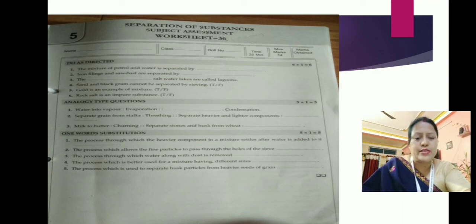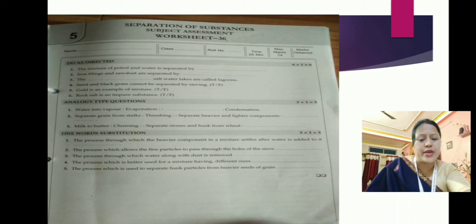Okay. So one word substitution. Question number 1. The process through which the heavier component in a mixture settles after water is added to it, that is sedimentation. Number 2. The process which allows the fine particles to pass through the holes of the sieve is sieving. Number 3. The process through which water along with dust is removed, that is decantation. Number 4, the process which is better used for a mixture having different sizes is sieving. Number 5, the process which is used to separate husk particles from the heavier seeds of grains is winnowing.